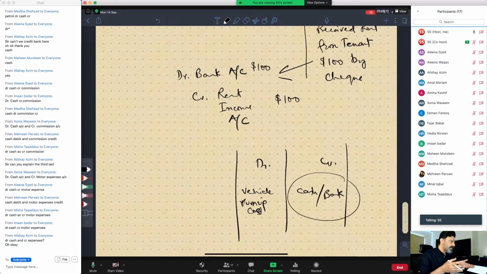Cash account will be debited. To justify its debit we don't need rocket science. Cash account is increasing, your asset is increasing. So that is why cash account is going to be debited. But motor expenses accounts are going to be credited here because you previously paid.